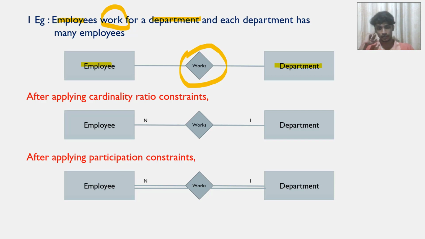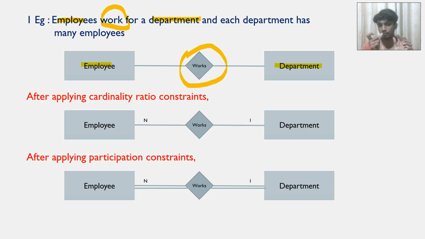So this is kind of difficult. Imagine this scenario. Every department should have at least one employee, because otherwise the department will be empty. It is meaningless. On the other hand, for an employee, there should be at least one department. Anyway, an employee should work for a department. Otherwise, that relationship is meaningless.